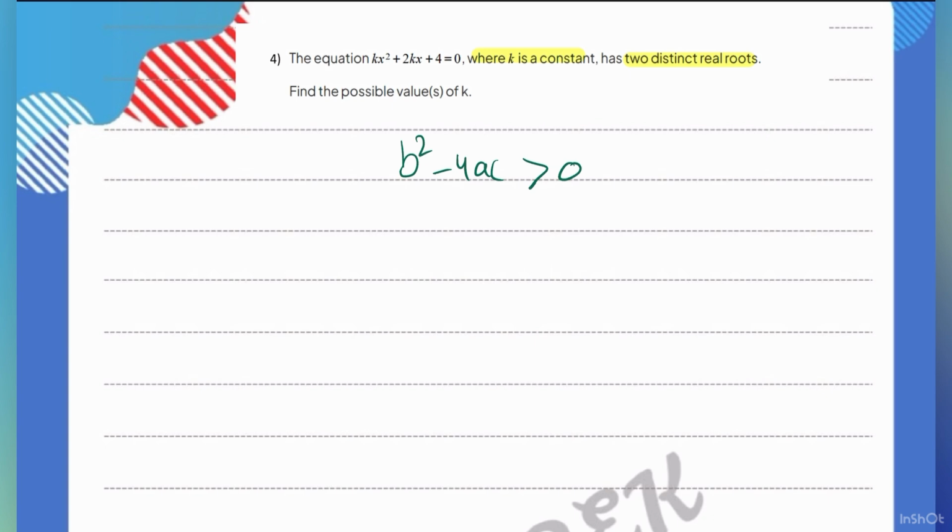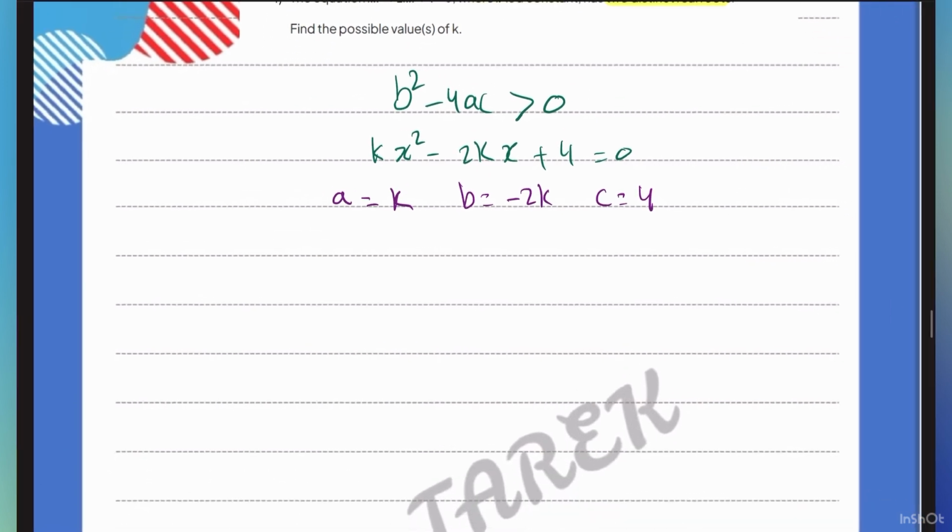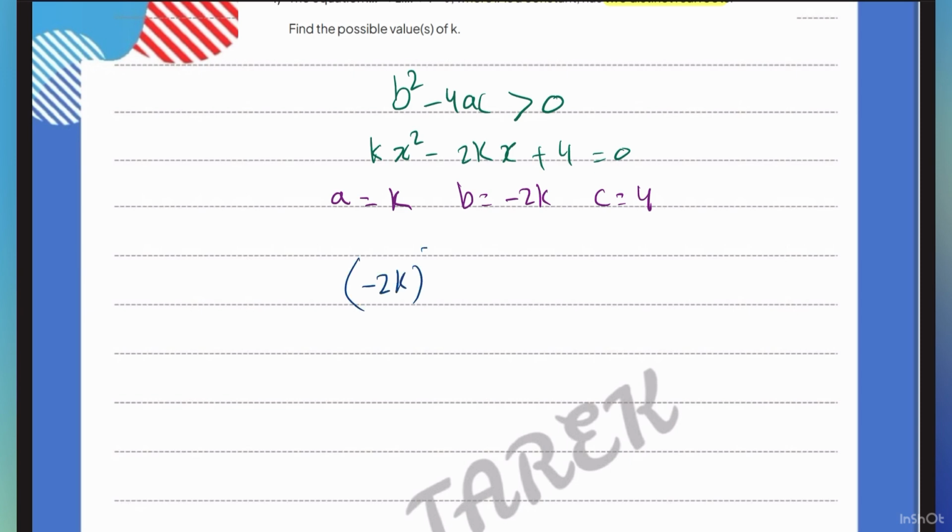So let's write the equation in front of us: kx squared minus 2kx plus 4 equals 0. Let's figure out the values: a is k, b equals negative 2k, and c equals 4. Let's substitute that and expand. So b is negative 2k, all squared, minus 4 multiplied by k, which is the value of a, multiplied by 4, which is the value of c, then larger than 0.